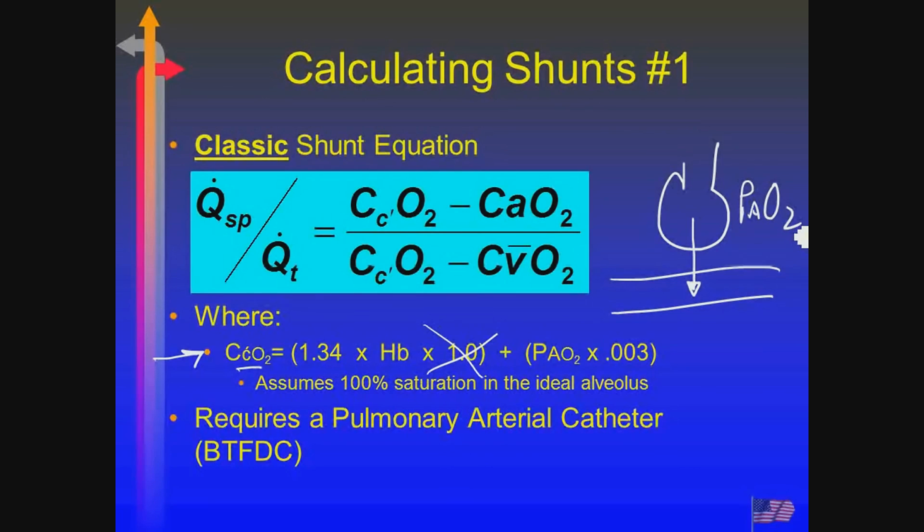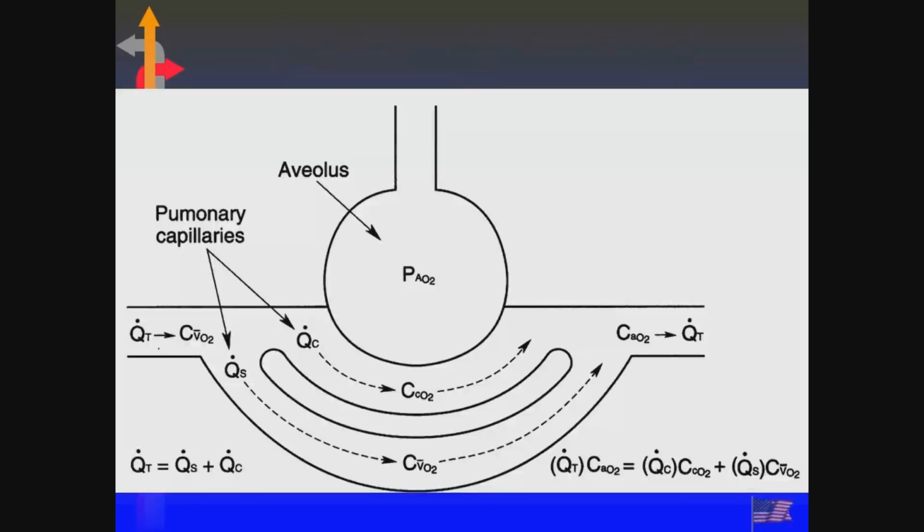If you really want to have fun, go online and go to Google and type in derivation of classic shunt equation. Actually, no? Okay. Pam says no. It's actually pretty cool. This is how it's derived. We know that some of the blood flow is going by an alveolus. Some of the blood flow is shunted around and not coming in contact with gas exchange. We want to quantify how much of each there is.